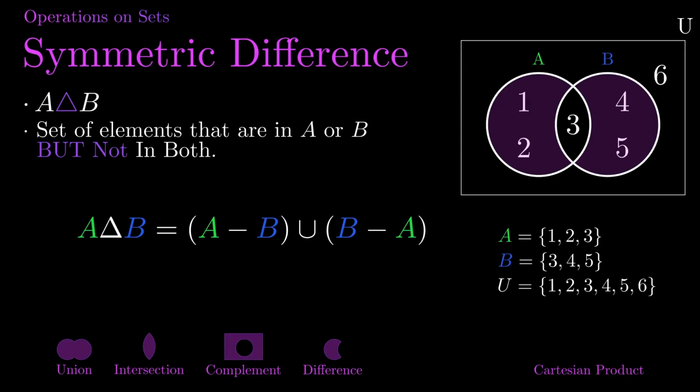Example, with our sets A and B, what is A delta B? We want the parts that are only in A, which we just found is 1, 2, and the parts that are only in B, which we found is 4, 5. Then we unite them. A delta B equals {1, 2, 4, 5}. An easier way, it's the union {1, 2, 3, 4, 5} minus the intersection {3}.